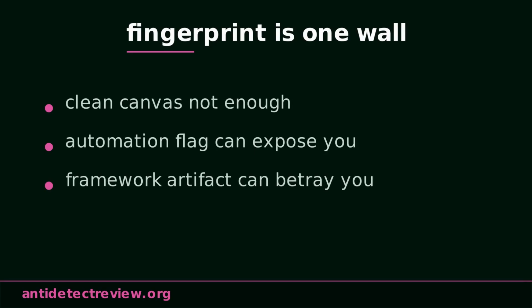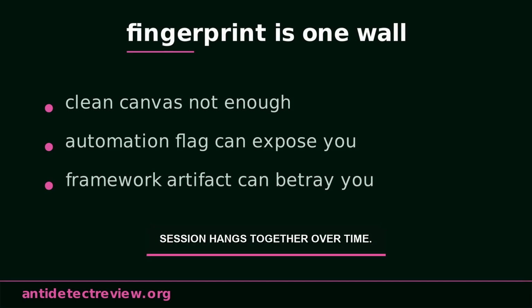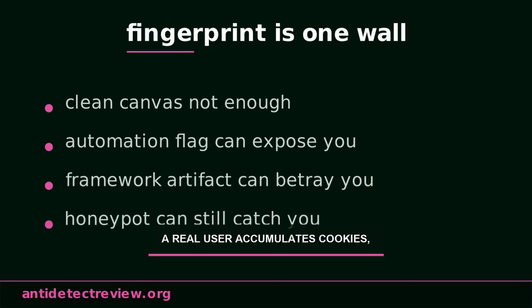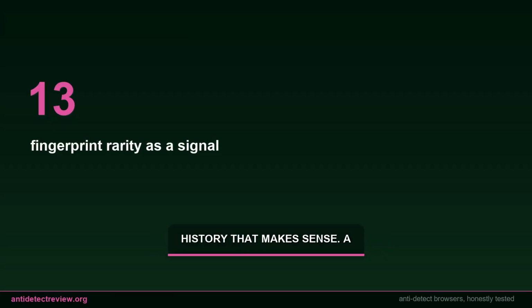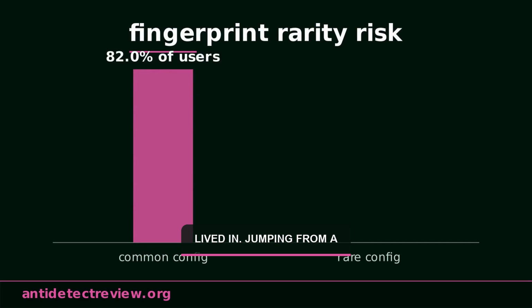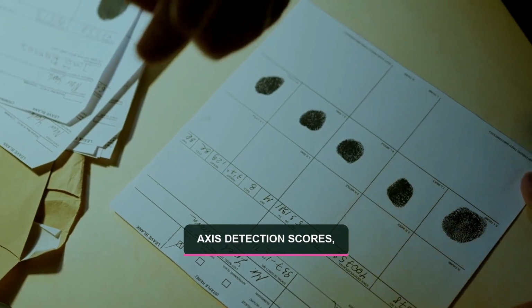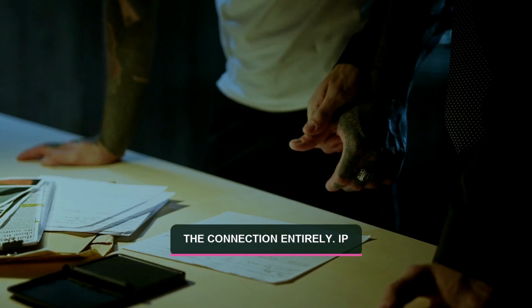Session and cookie consistency. Detection also watches whether a session hangs together over time. A real user accumulates cookies, keeps a consistent set of preferences, and returns with a history that makes sense. A freshly minted profile with no history, or one whose stored data contradicts its claimed activity, reads as assembled rather than lived in. Jumping from a spotless brand new environment straight into the behavior of an established account is its own contradiction. So the continuity of a session, its cookies, its history, its returning pattern, is another axis detection scores, separate from the fingerprint and the connection entirely.